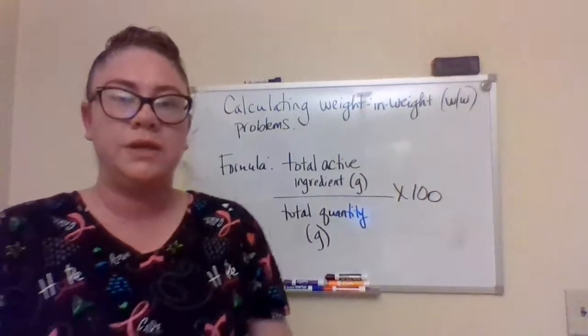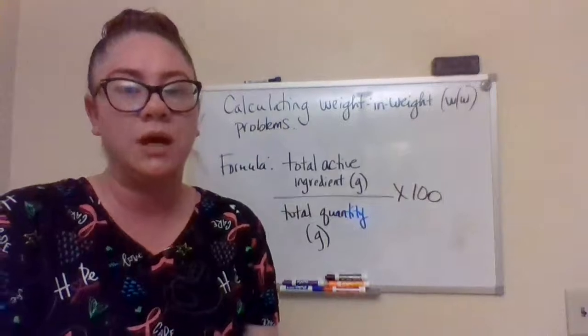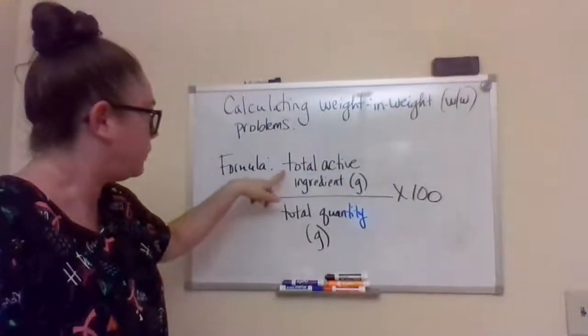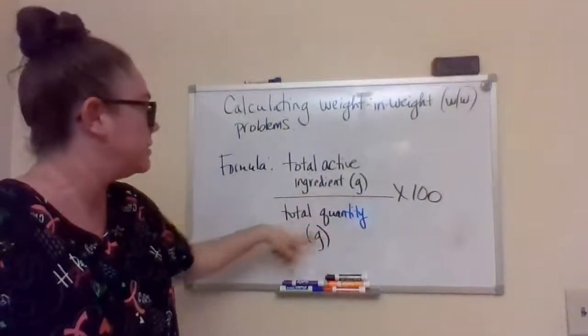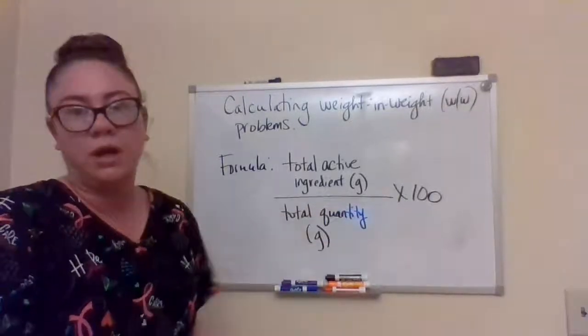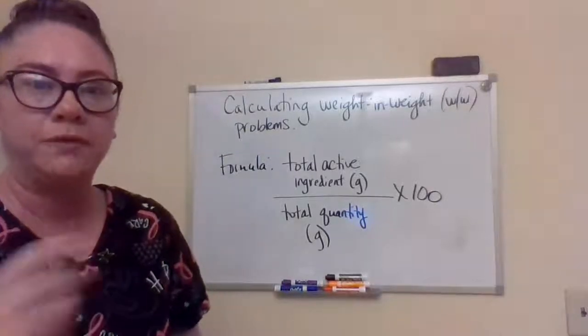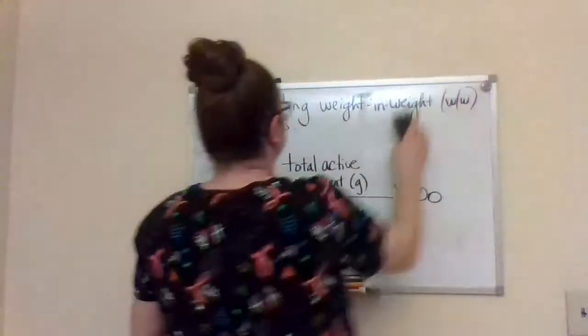All right, so this video is going to cover calculating weight and weight problems. So you have your formula here. You're going to take your total active ingredient, which is going to be in grams, divided by your total quantity in grams times 100. Okay, so at this point, go ahead and pause your video so you can write down the formula, and we're going to do some examples.